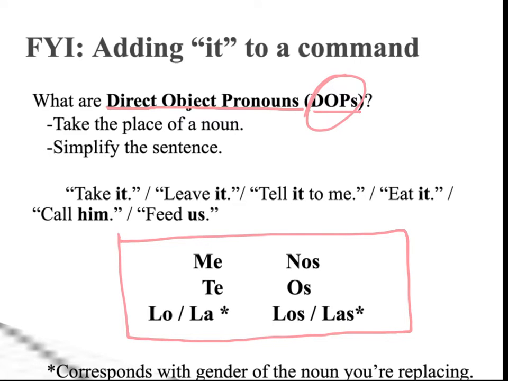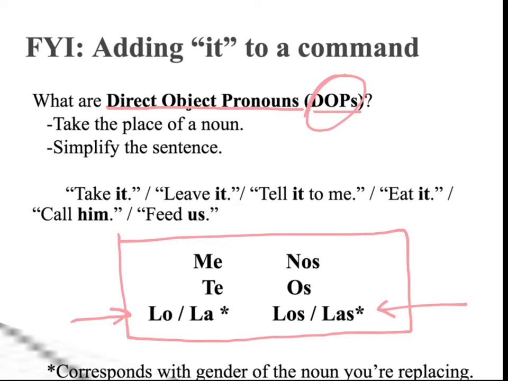And the ones I want to focus on today are lo and la, and los and las. These will take the place of nouns in a command. And you'll see these come up. You don't need to master this per se, but I want you to know and be familiar with these when they're attached onto a command, either at the front or at the end, to know that it's talking about it, that the command is telling you to do something about something else, okay?